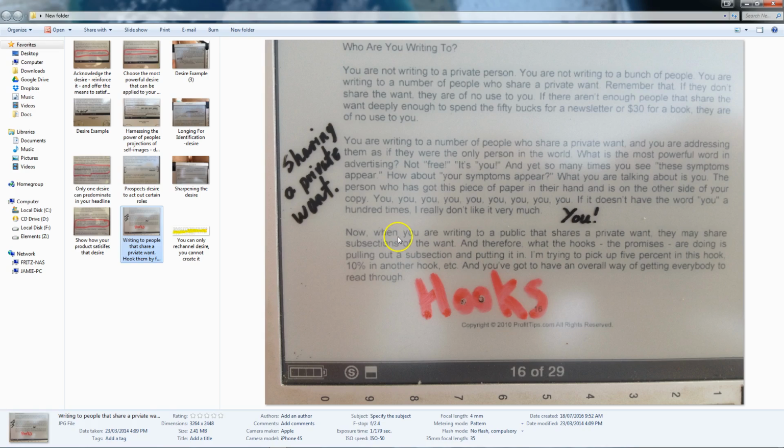Now, when you are writing to a public that shares a private want, they may share subsections of that want. So that want to have the perfect green lawn that looks absolutely amazing. Therefore, what are the hooks, in other words, the promises, that you are going to introduce into your copy? This is something to think about before writing.